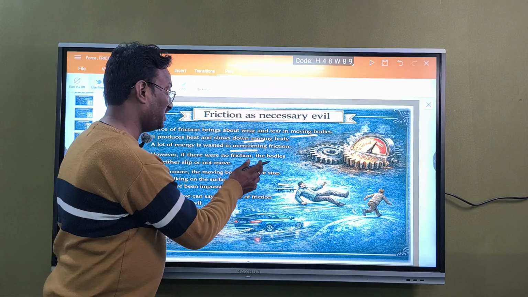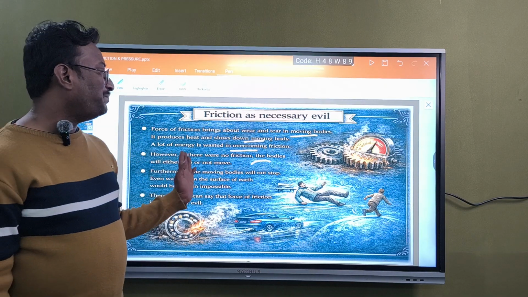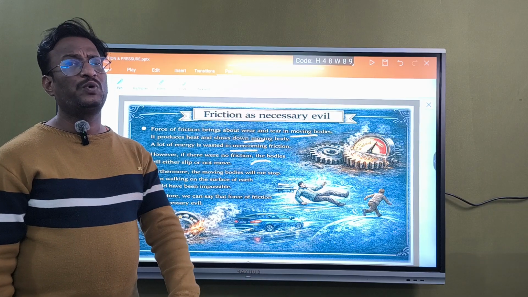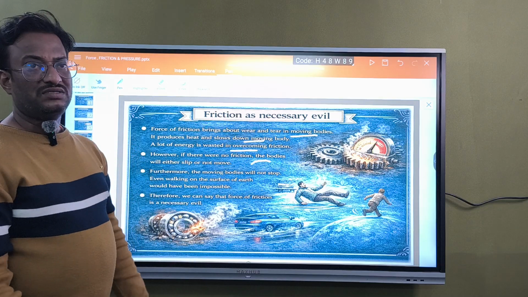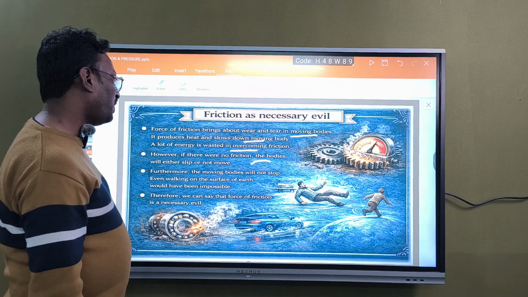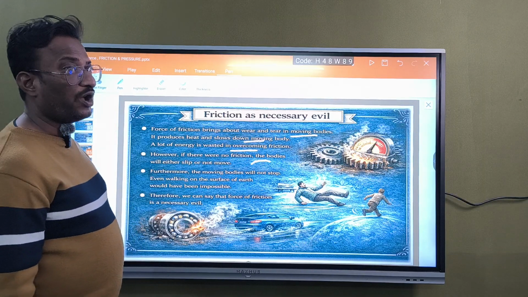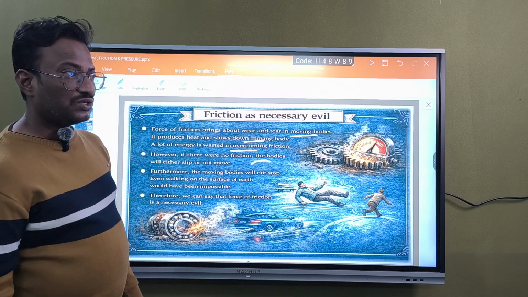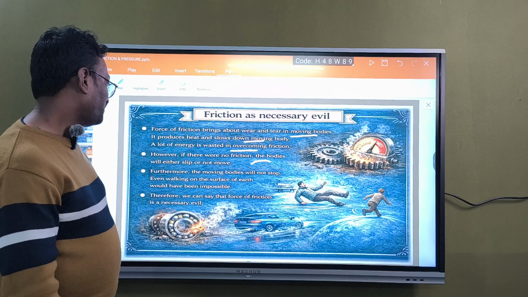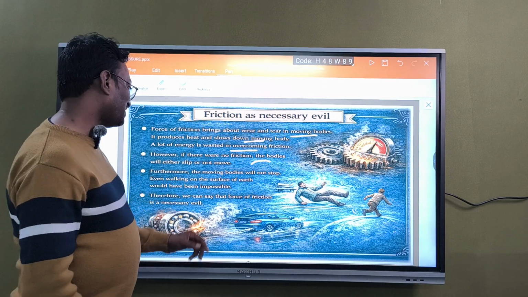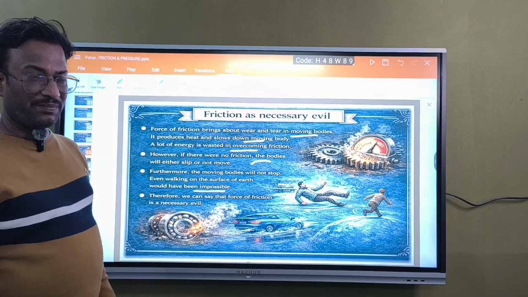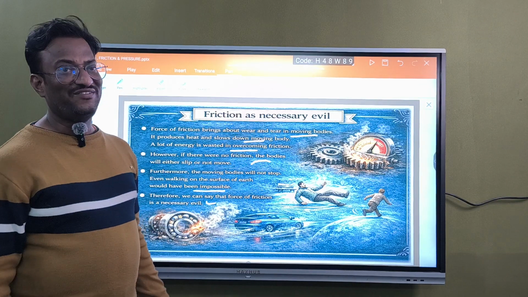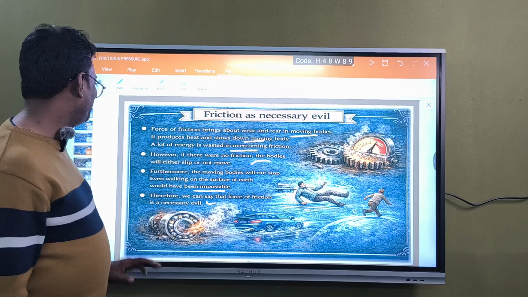However, if there were no friction, the bodies would slip or not move. Even on an oily surface, we cannot move. At least you cannot put your foot. We will definitely slip. Further, the moving bodies will not stop. If there is no friction, the moving bodies will keep moving. They will not stop anywhere. That is also a disadvantage. Even walking on the surface of the earth would have been impossible. Therefore, we can say that force of friction is a necessary evil. Though it is evil, it is necessary.